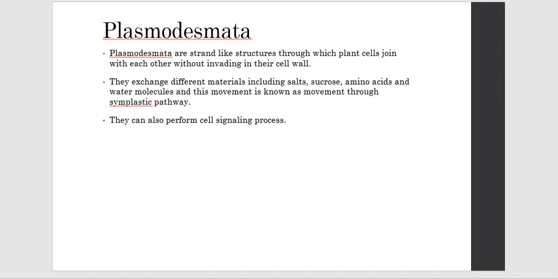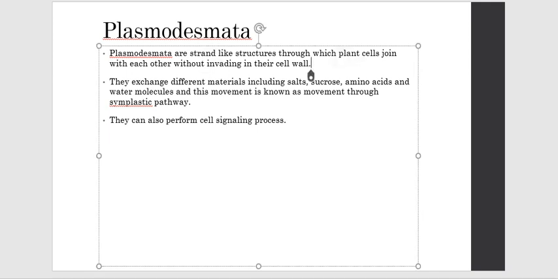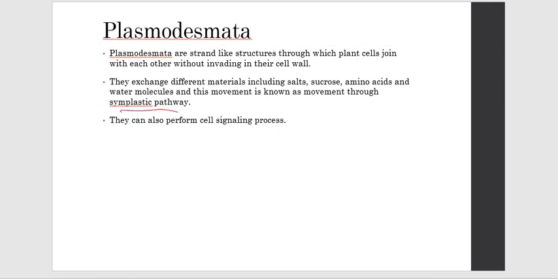Plasmodesmata are strand-like structures through which the plant cells join with each other without invading the cell walls. They are just the structures which join one cell to the other cell, so that they can pass different materials from one cell to the other, for example, salt, sucrose, amino acids, water molecules, etc. This typical kind of movement of molecules from one cell to another through the plasmodesmata is the symplastic pathway.